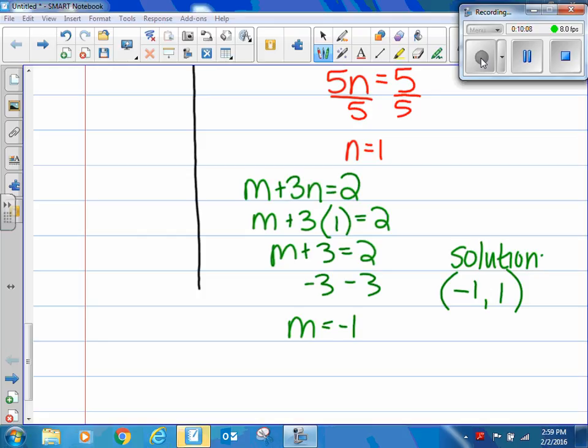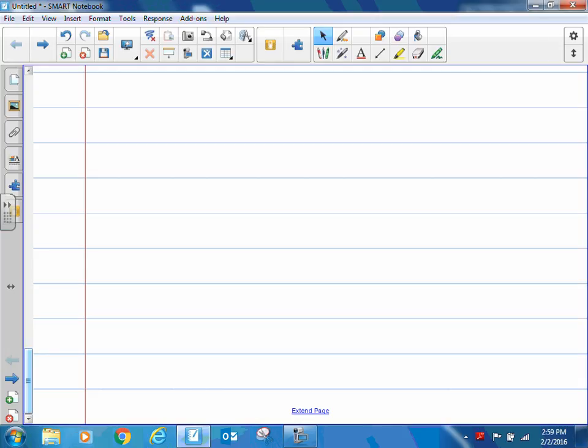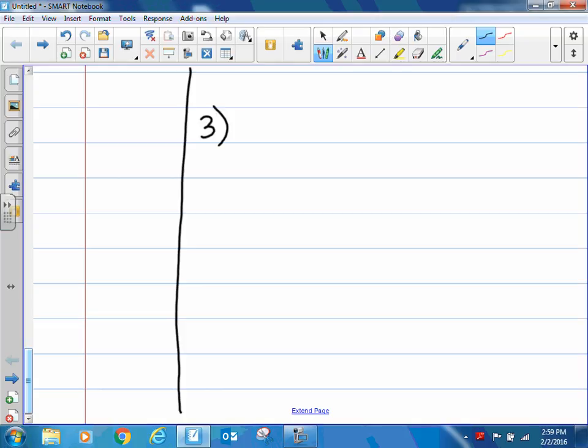All right, let's look at another example that's a little bit more complicated. So my example here is I have 3x plus 5y equals 6, and -4x plus 2y equals 5.